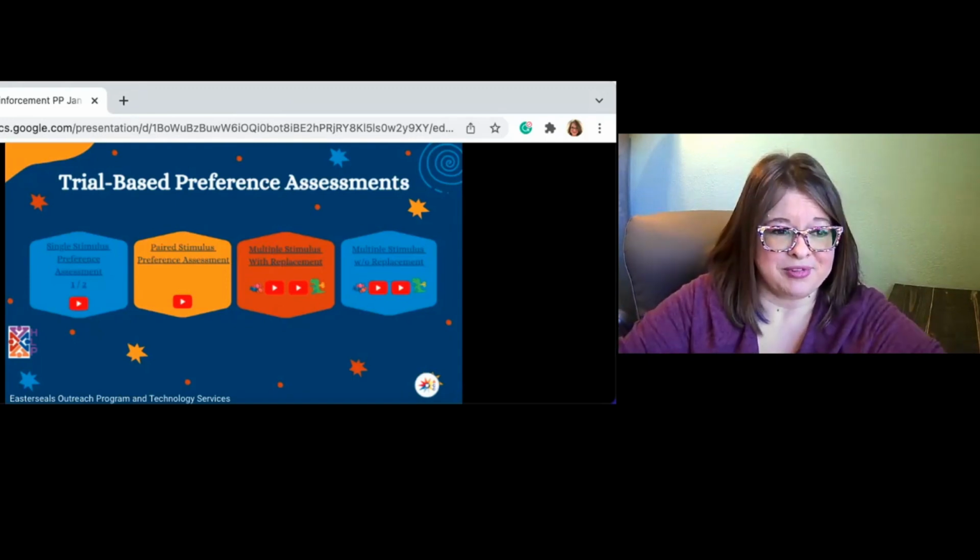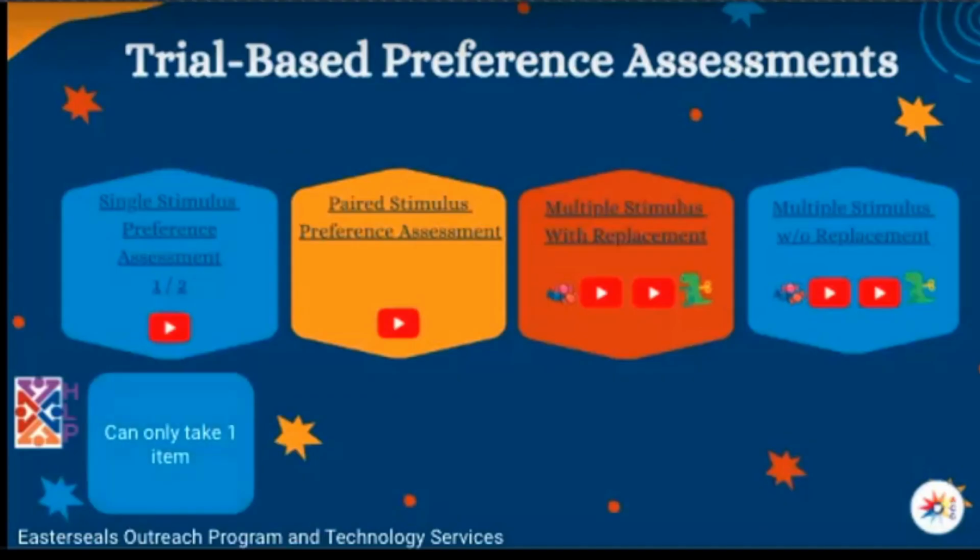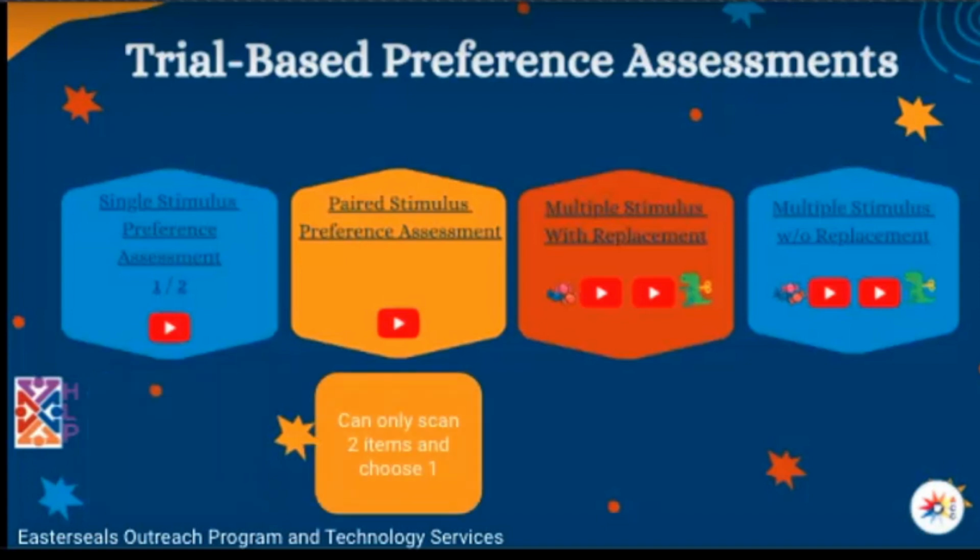The first option is a single stimulus preference assessment. This would be good for a student that cannot choose between two items. So that could be that they don't scan. They look at one item and they don't move their head to look at anything else. Or perhaps they always choose the item on the left, or they always choose the item on the right. You don't know if they really like it or if they're just choosing it because it's in that spot. So if the student has those characteristics, the single stimulus would be a great choice to start with.